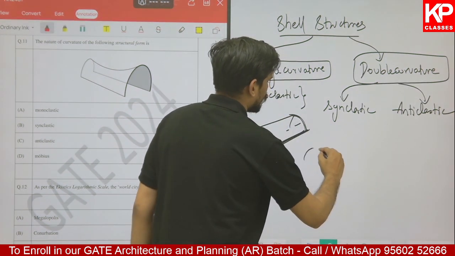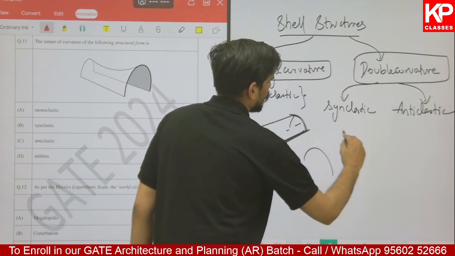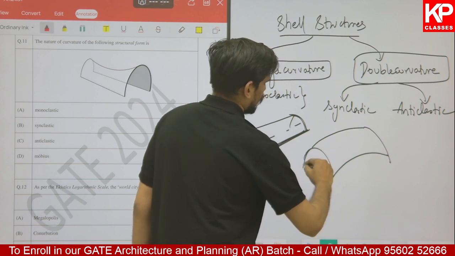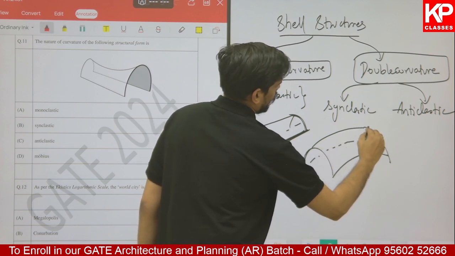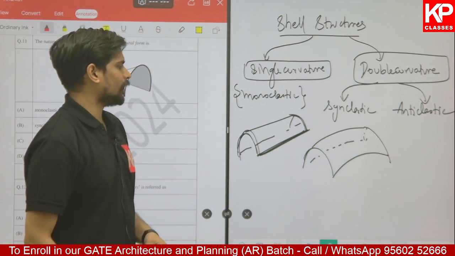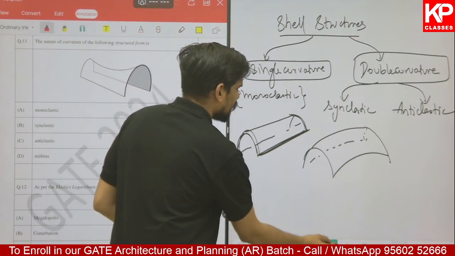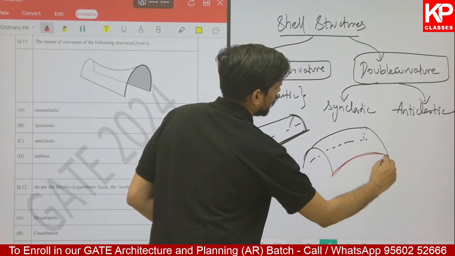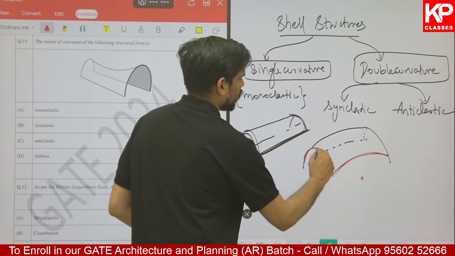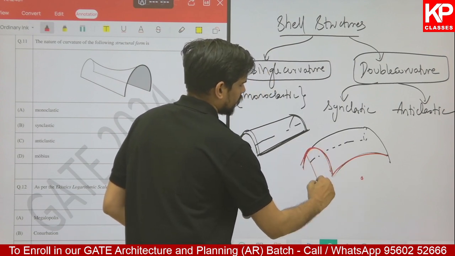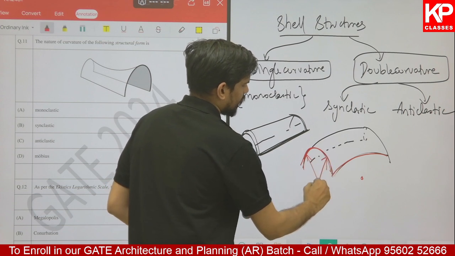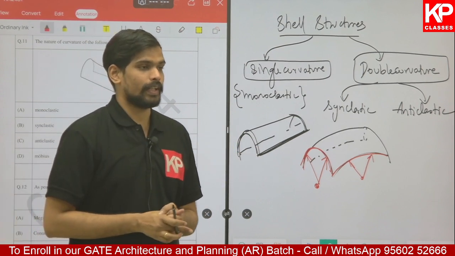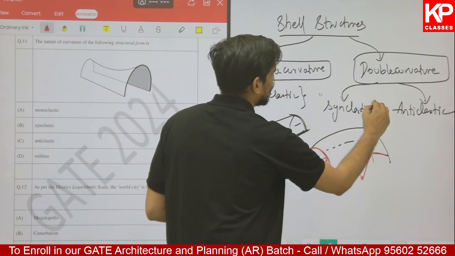Something probably, let us say, that's a double curvature shell structure, and in this figure, the center of curvature for this particular curve is on this side. The center of curvature for the curve in the other direction is also on the same side. So if the center of curvature for both the orientations is on the same side, that's called a synclastic shell structure.